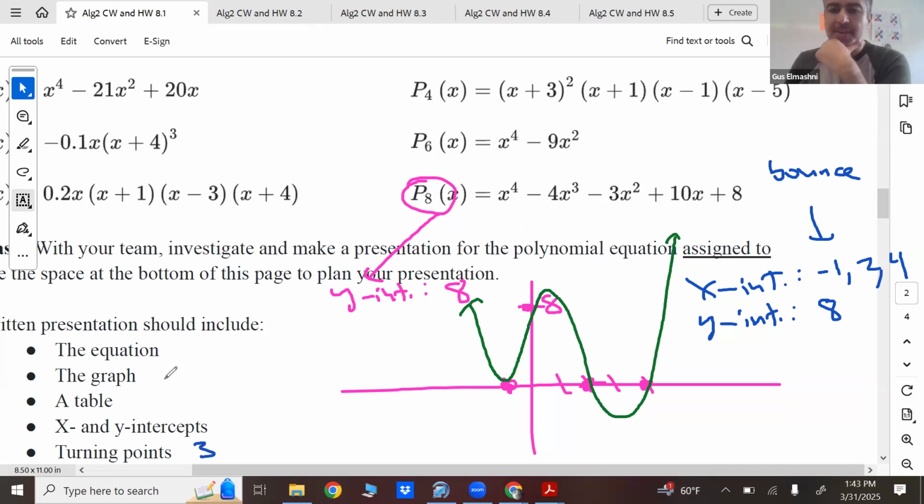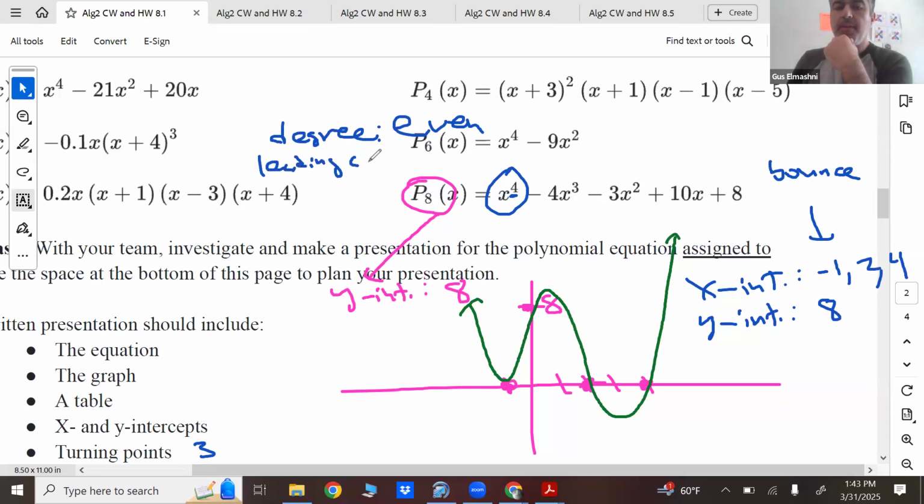Don't worry about the table. It's all good. What's it for? Peaks or valleys, high or low points. Now, focus on this. What's my degree? Hey guys, is my degree even or odd? Even. The degree is the highest exponent. That's an even number. And my leading coefficient is 1, which is positive.